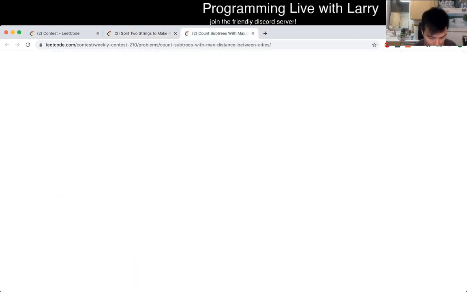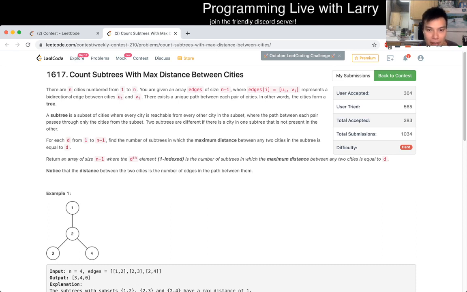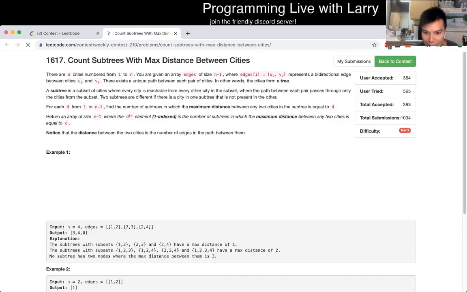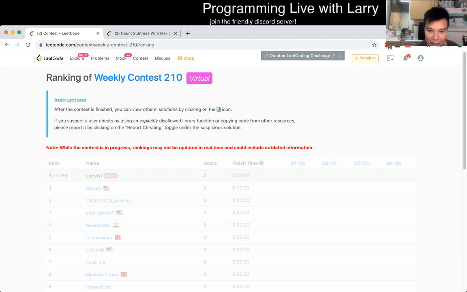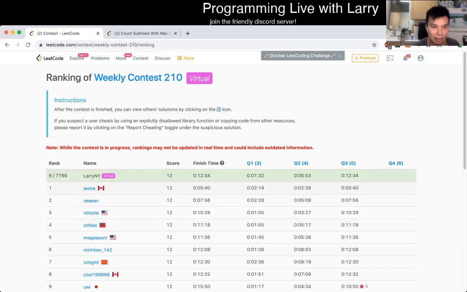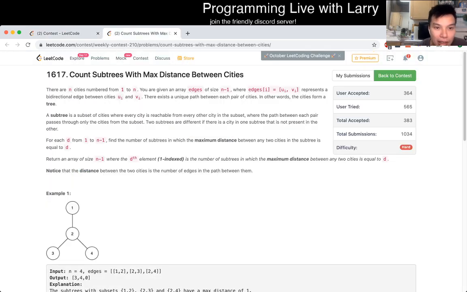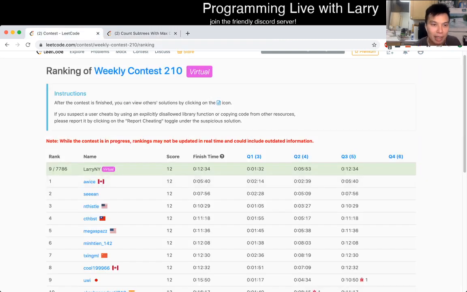Count subtrees with maximum distance between cities. So usually I refresh to see how many people have solved it, and obviously this is not live, so I'm gonna take a quick peek just to see if I could gauge the difficulty of the problem. That would be 9th, but of course this is not a real contest. No one seems to have submitted Q4 yet, is what I'm gonna say.